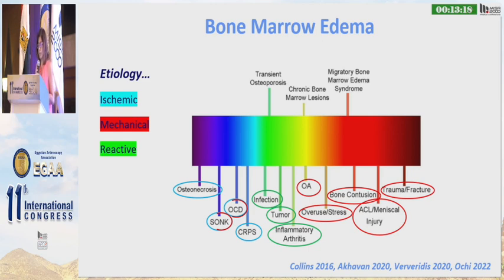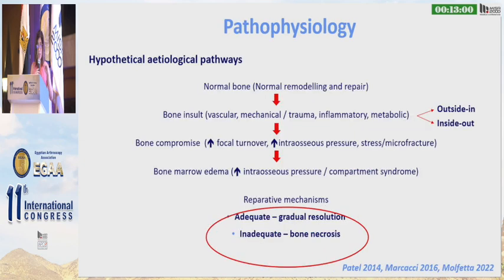Another easy bone marrow edema, easy to understand at least, is the reactive one that can be linked to infection, tumor, or inflammatory osteoarthritis. So many different causes. We try to categorize in 3 main groups and to simplify as much as possible the etiological pathway.